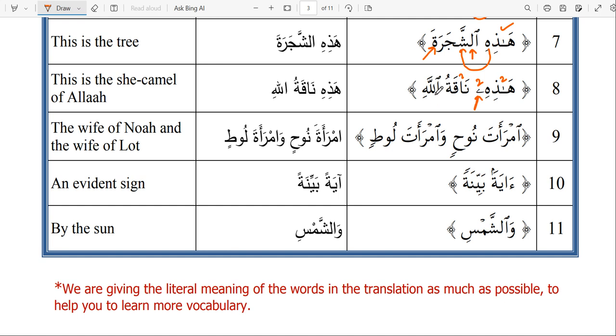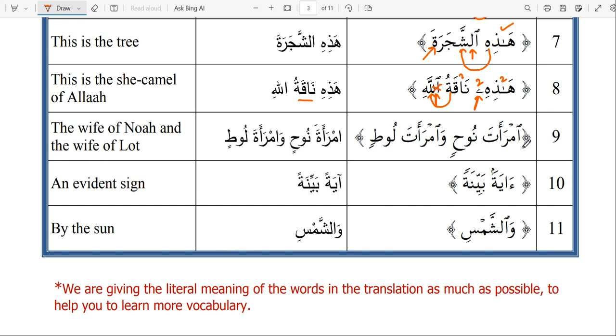Naqatullahi. The same lam shamsiya is here in the lafzul jalala. Naqatul. I'm going direct to the lam with shadda. Naqatullahi, completely omitting hamzatul wasl and the lam shamsiya here. So this is the she camel of Allah. Naqa means the she camel, the feminine camel is called naqa in Arabic. So naqatullahi, the she camel of Allah.